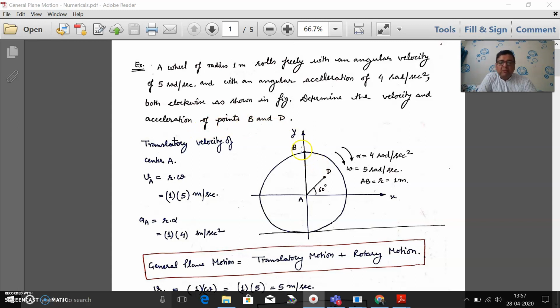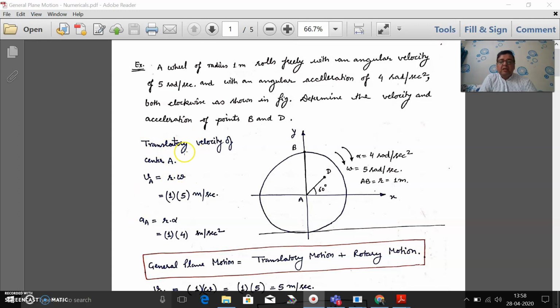You have to find the velocity of point B, this point, and the velocity and acceleration of point D, both for point B as well as point D. Many of you can directly say what the velocity of point B will be, but it may be a bit of a problem if I ask what the acceleration for point B will be. And in the same way, if I ask what the acceleration for point D will be, it may be a bit difficult. So let us first try to solve it.